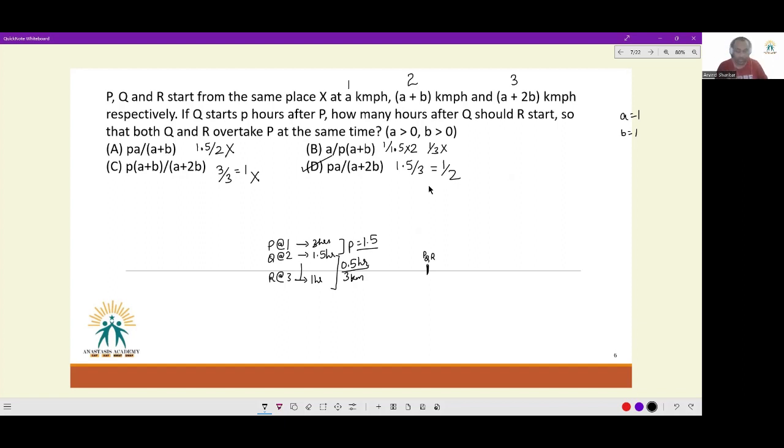But here, the trigger or the learning point that I want you to take away is simply the fact that because all the options are in variable terms only, these variables can be given any value. It is much easier if you give value to these variables instead of dealing with them algebraically.